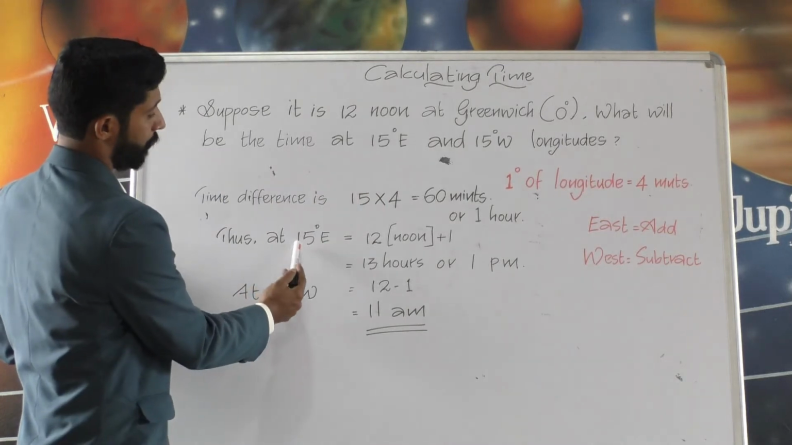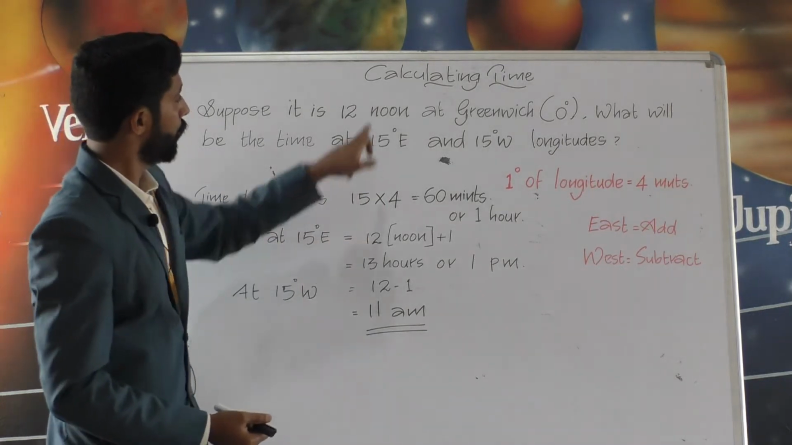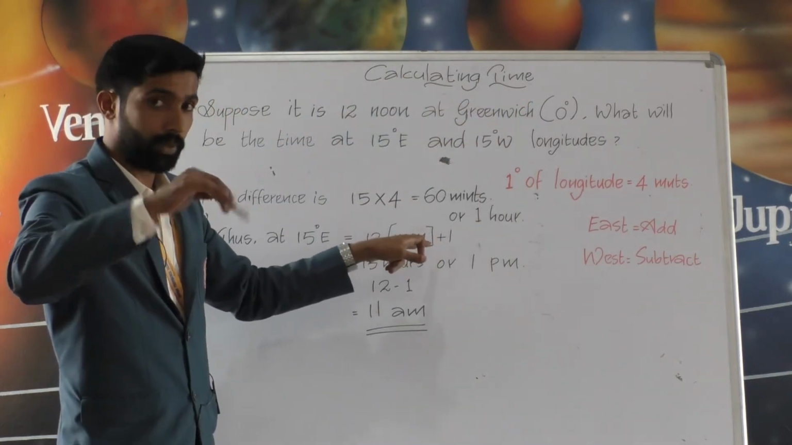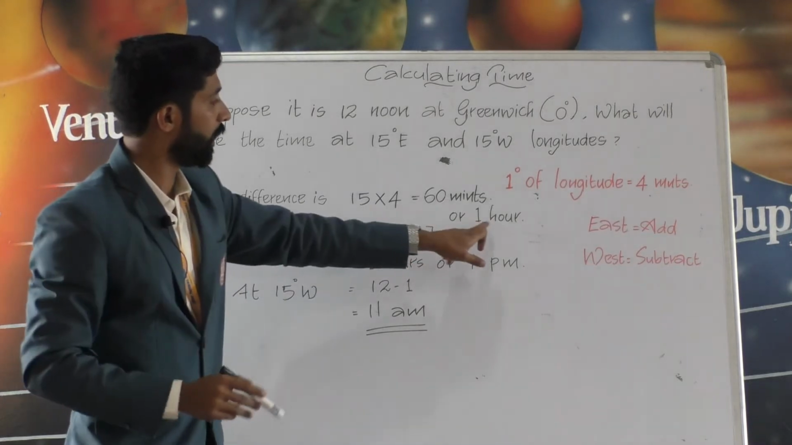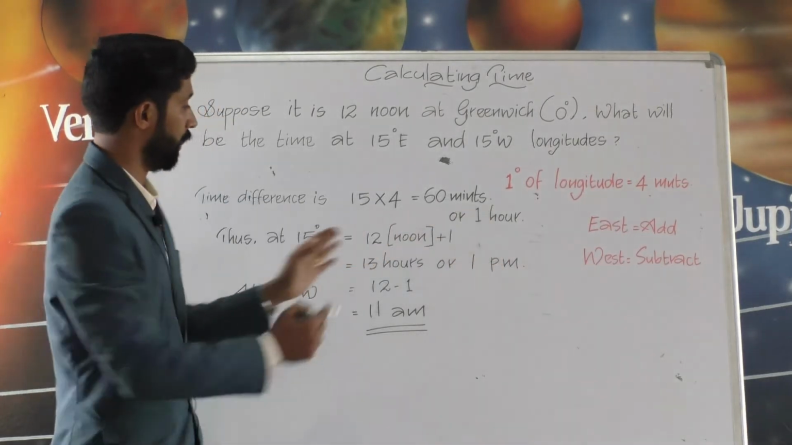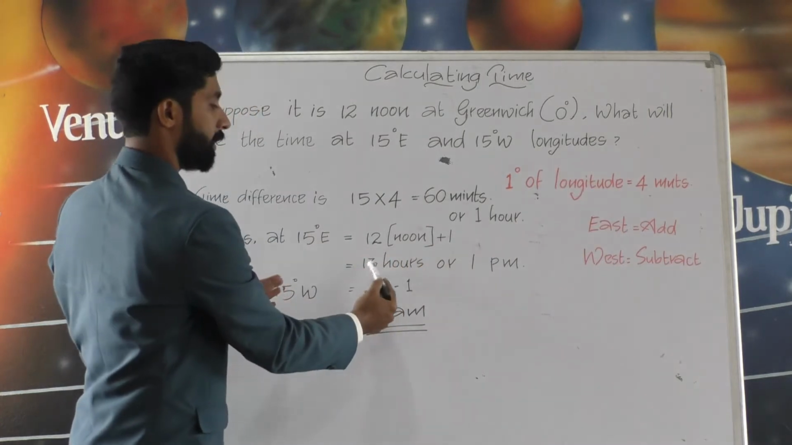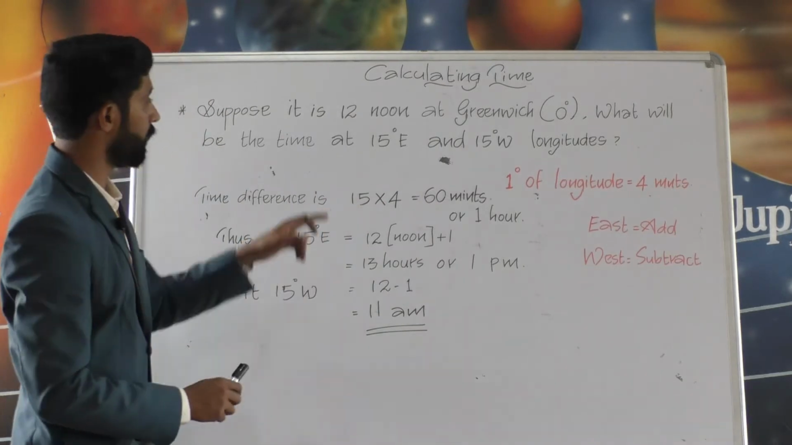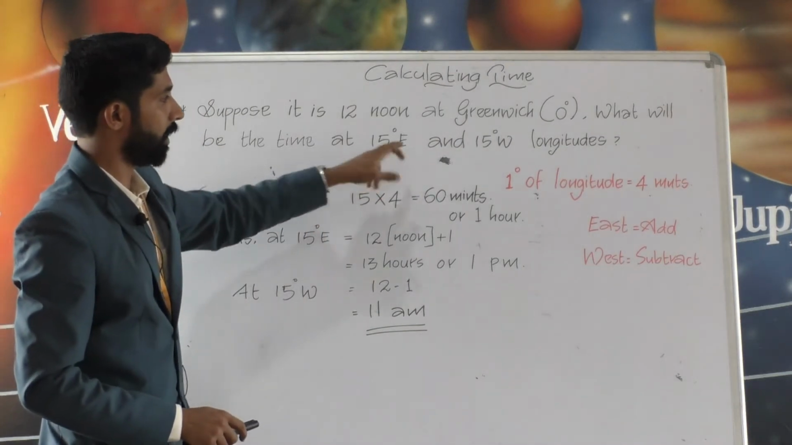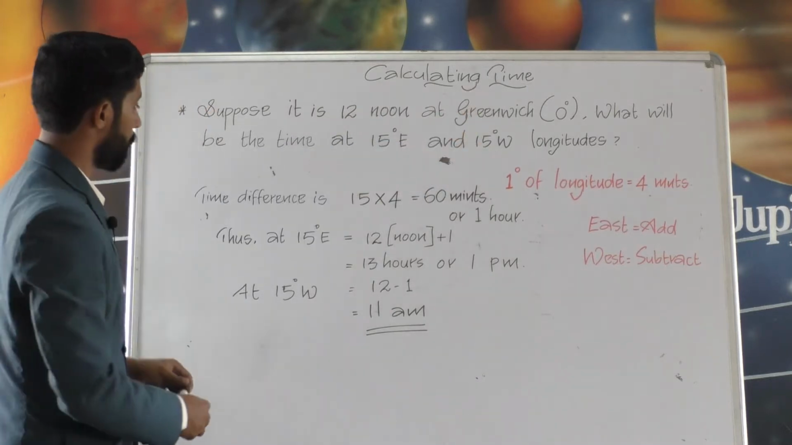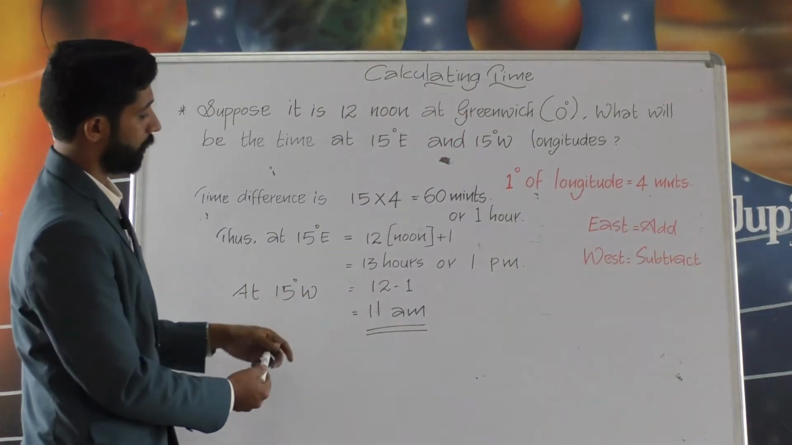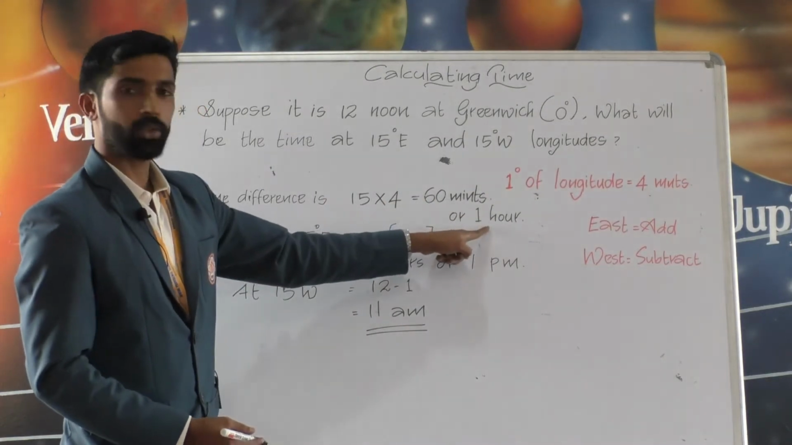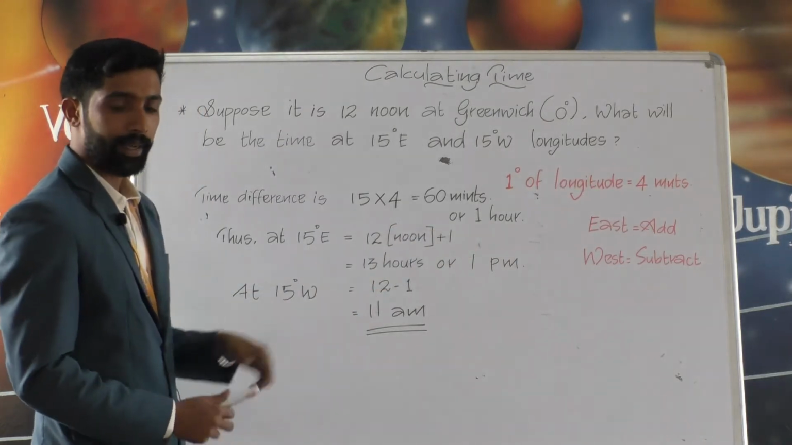Here, at 15 degree east, it is 12 noon at Greenwich, and we have to add or subtract. While it is in the east, we have to add. What do we have to add? 1 hour. So 12 plus 1, that is 13 hours or 1 p.m. This is the time at 15 degree east. And what will happen at 15 degree west? Here, 15 degree west means 12 minus 1, so 11 a.m.